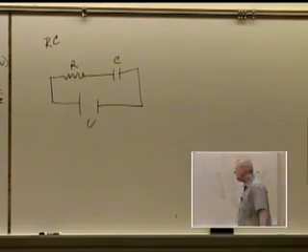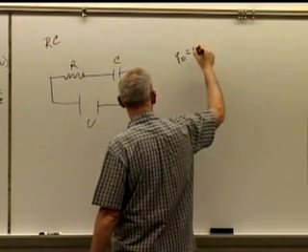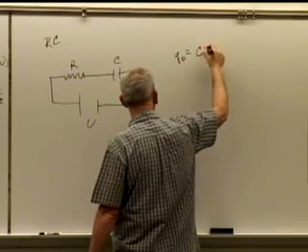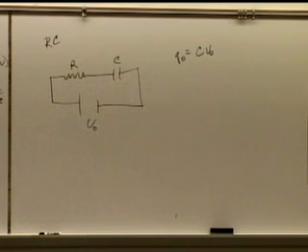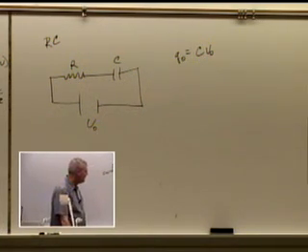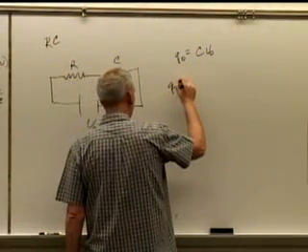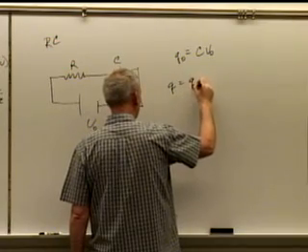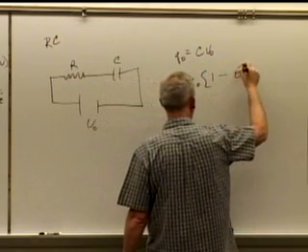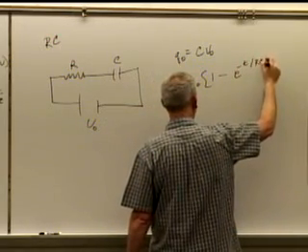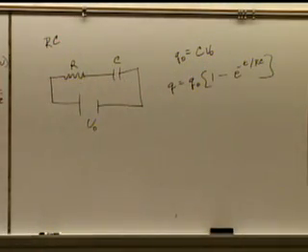And what we want to do is the max, Q max, is equal to C times V naught. We'll make that a V naught right there. But in the interim, the amount of charge that's on there, Q, is equal to Q naught times 1 minus e to the negative t over RC. Little exponential function here.